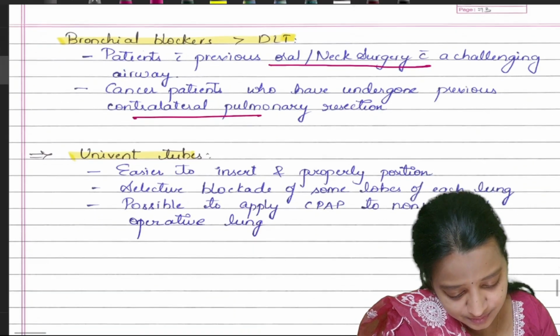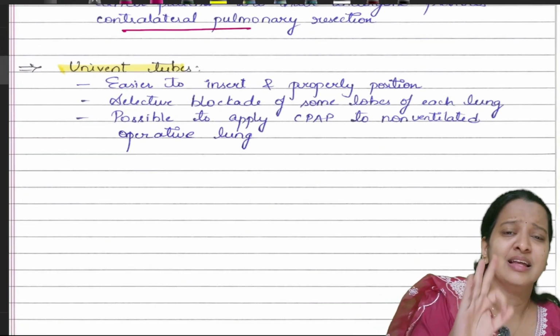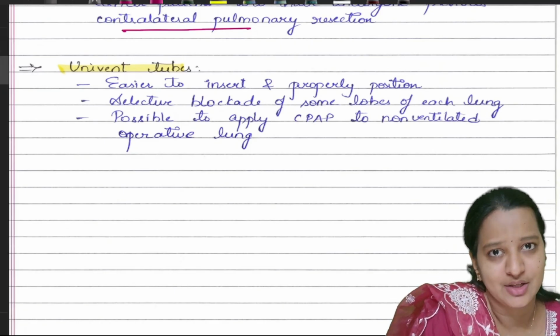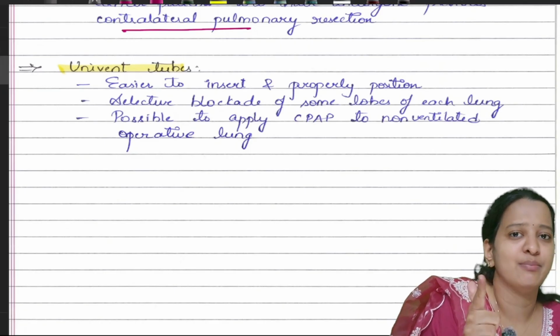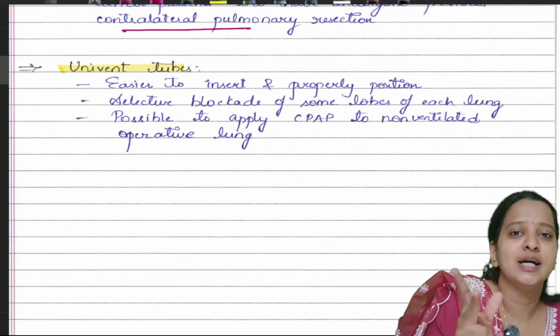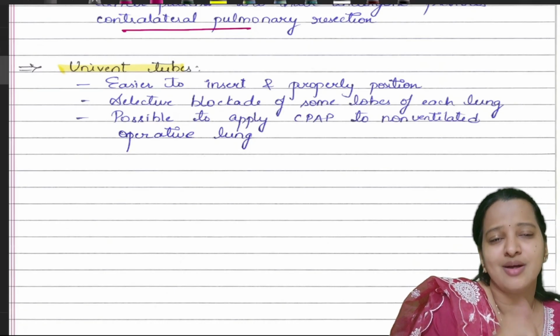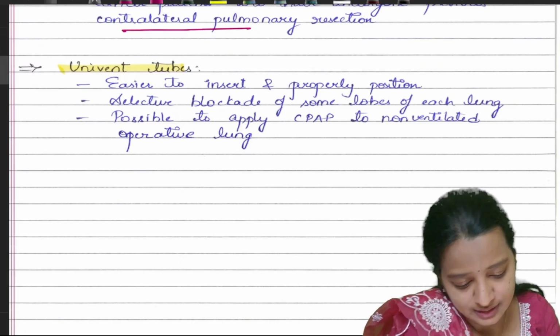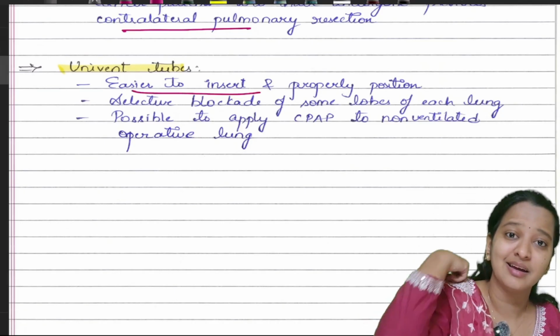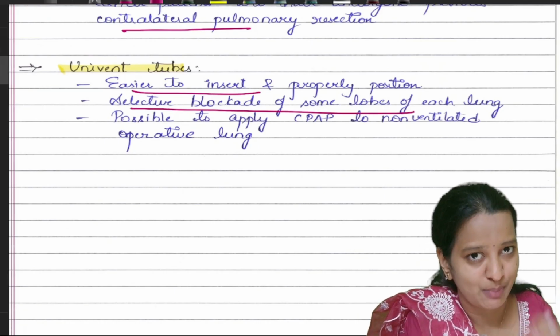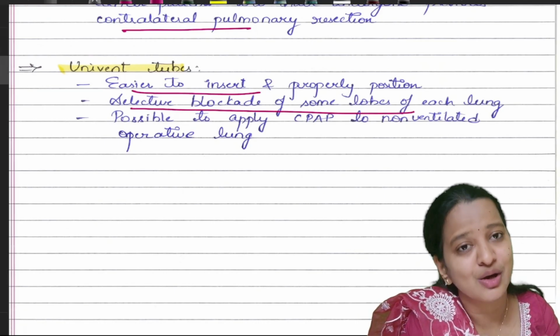Okay. So the third one is the ET tube directly into the main stem. The third way of one lung ventilation. First way, DLTs, we have learned. Second way, bronchial blockers, we have just learned. Third way is directly passing the ET tube into that particular main stem bronchus. And the fourth is univent tubes. These are relatively easier to insert and selective blockade of some lobes of each lung is possible. And we can also apply CPAP.